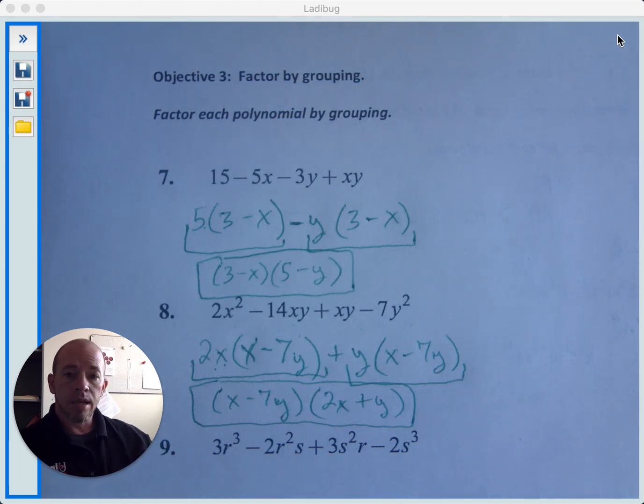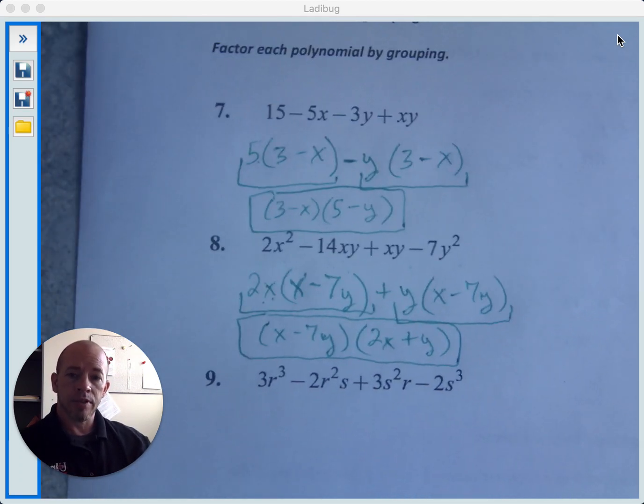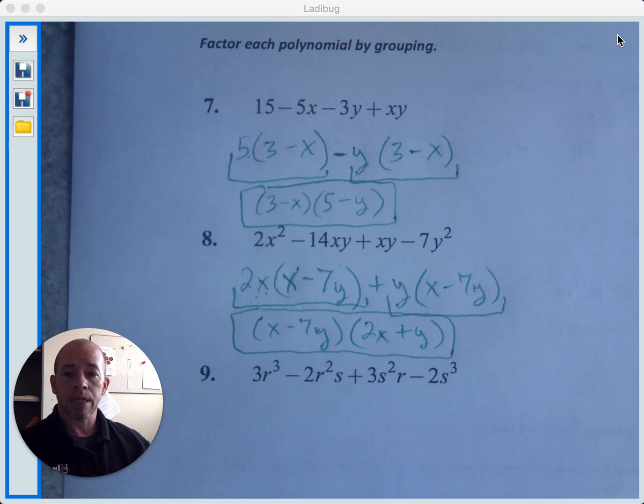Alright, so let's look at the last one. In fact, why don't you pause the video and try this one on your own, and then I will do it and you can see if you're on the right track.